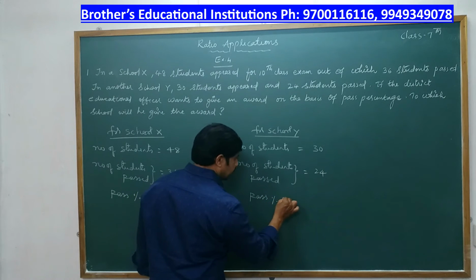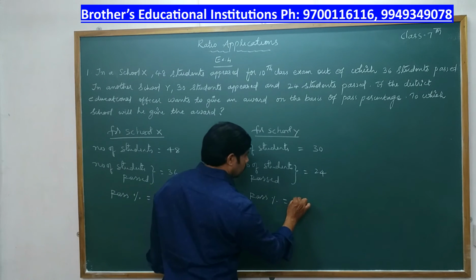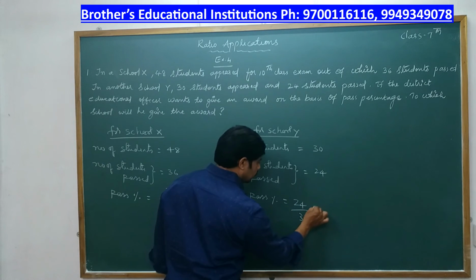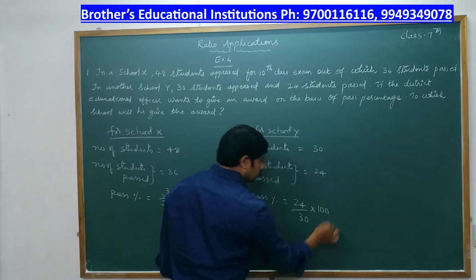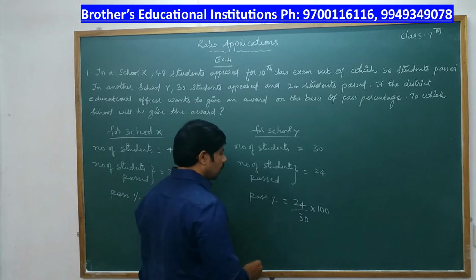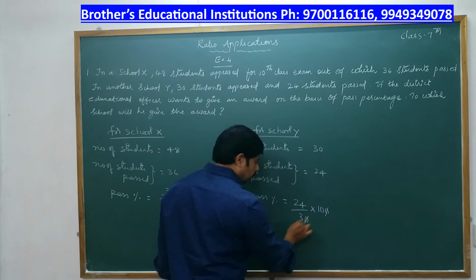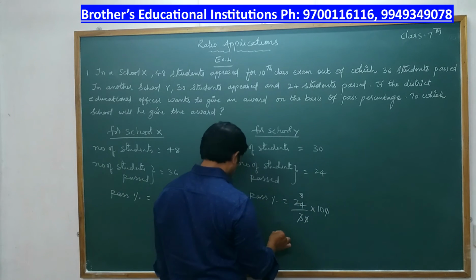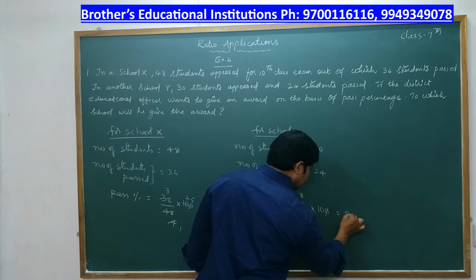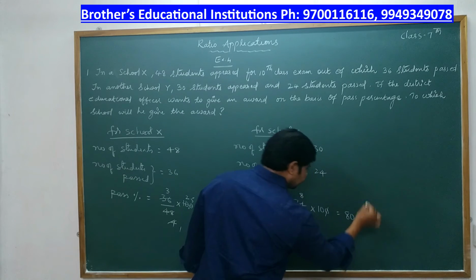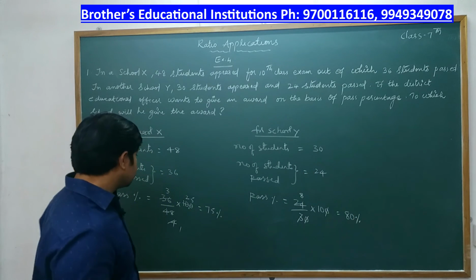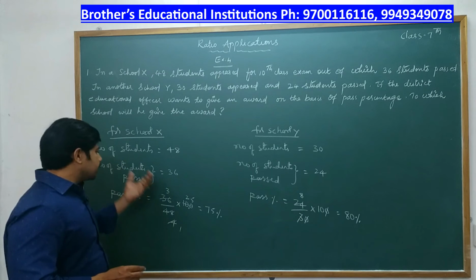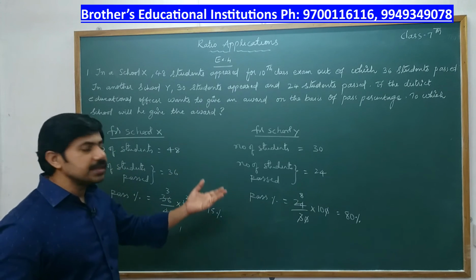So pass percentage is nothing but 24 students passed out of 30 into 100. So here the zeros will cancel. 3 1s are 3, 3 8s are 24. So we are getting 8 into 10, which is 80%. So for school X it is 75%, school Y is 80%.